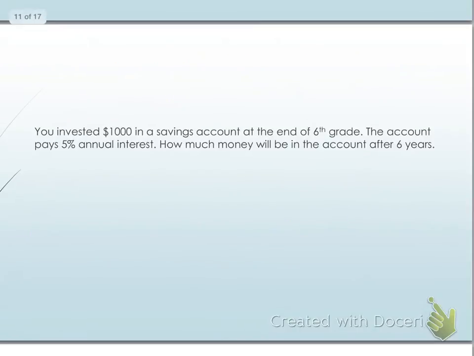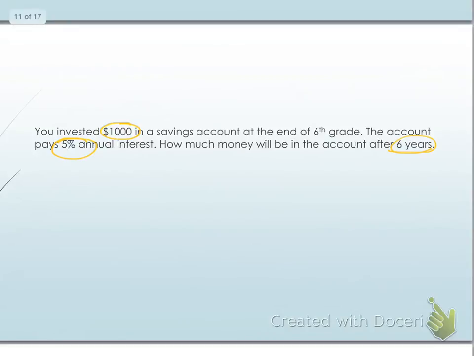So my first example, you invested $1,000 into a savings account at the end of 6th grade. The account pays 5% annual interest. How much money will be in the account after 6 years? So let's circle the things I actually care about. Okay, we got $1,000, 5% annual interest for 6 years.